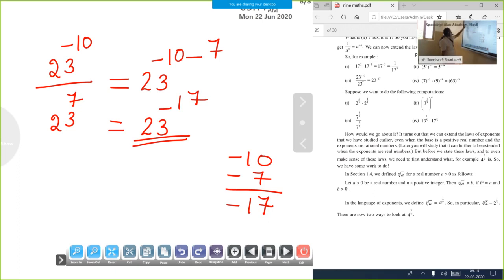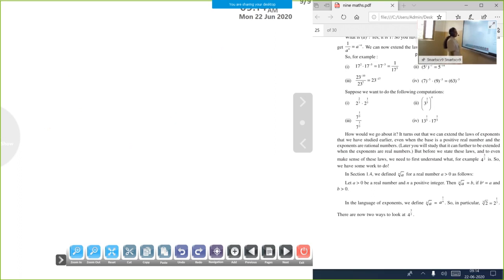That means 23 raised to minus 10 minus 7. So the answer is 23 raised to minus 17.